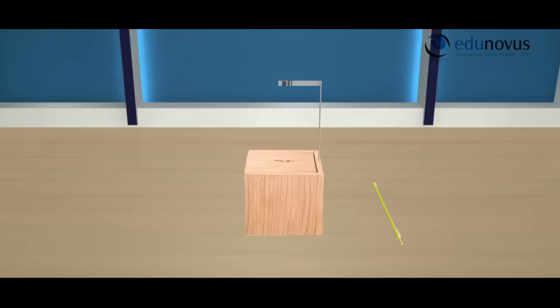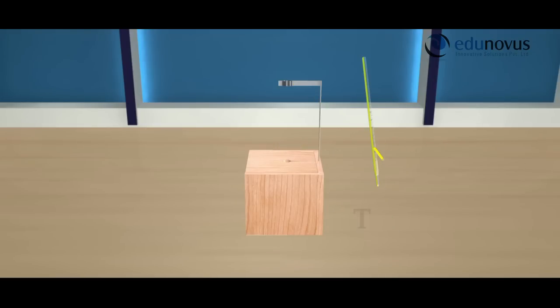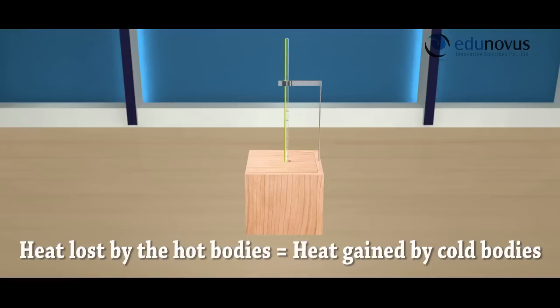The surfaces of the wooden jacket are highly polished to prevent radiation loss. A thermometer holder is provided to measure the temperature of the contents in the calorimeter. When two bodies at different temperatures are mixed together in the calorimeter, heat is exchanged between the bodies as well as the calorimeter. The calorimeter works on the law of mixture, which is nothing but the calorimetry principle. The calorimetry principle is: heat lost by the hot bodies is equal to heat gained by the cold bodies.